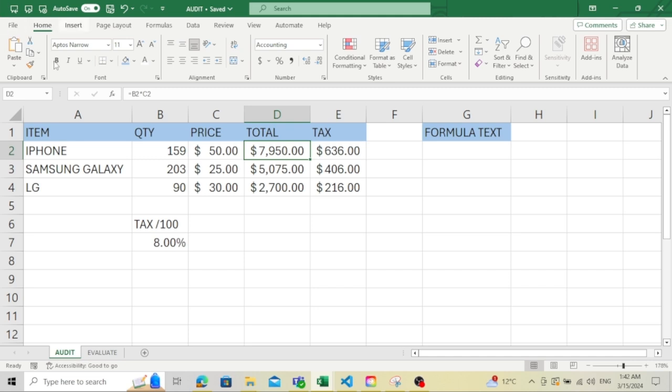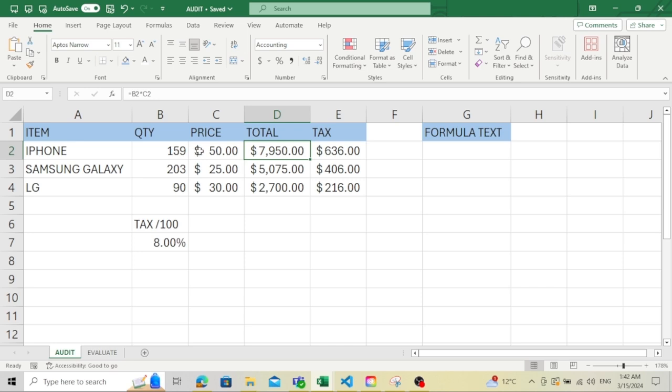Let's get started. In this range of cells, we have quantity, and here we have Samsung Galaxy, iPhone, Samsung Galaxy, and LG. In quantity, we have 159, 209, 90. We have the prices in column header C, the total in column header D, the tax, tax rates, and then we have formula text. Now, how did we get a total? Total is simply quantity times price.